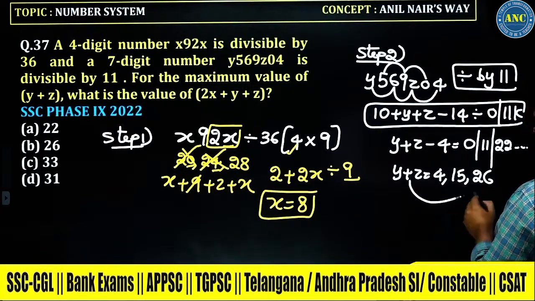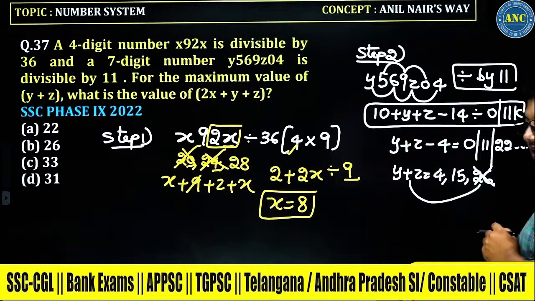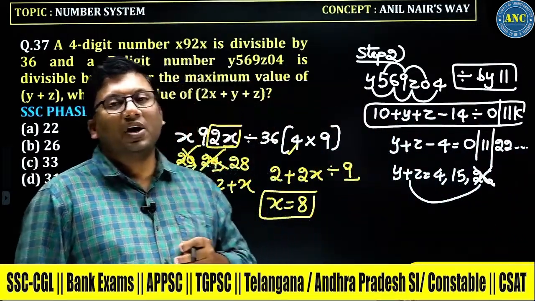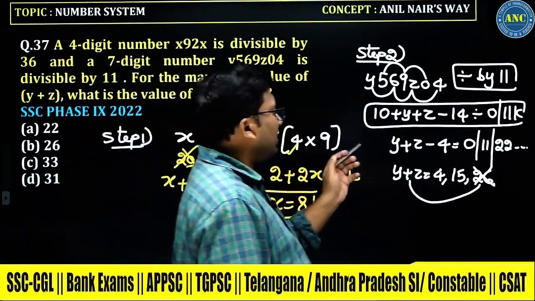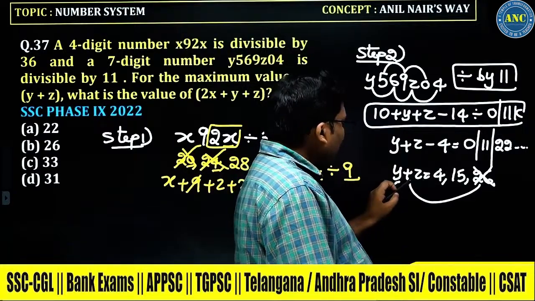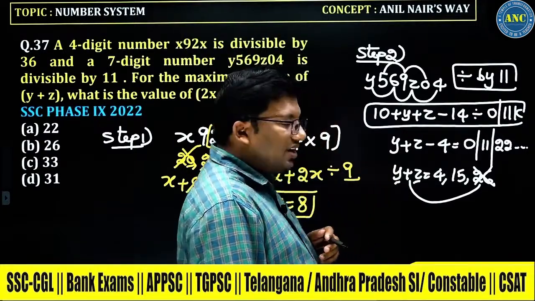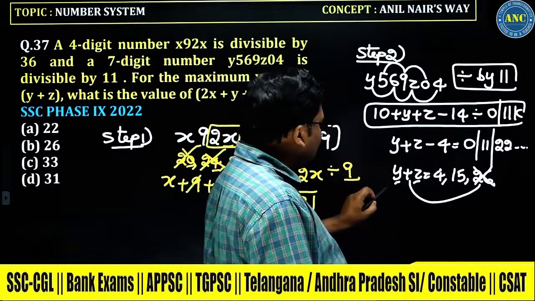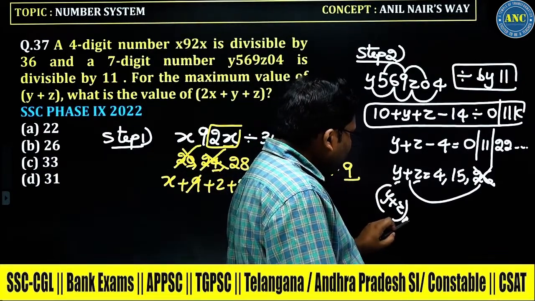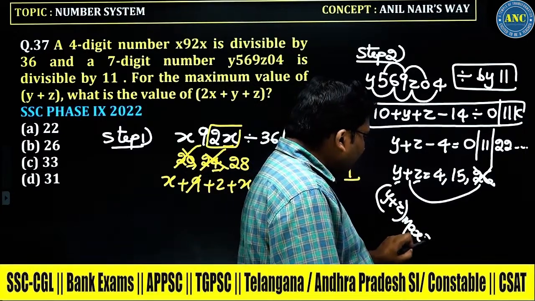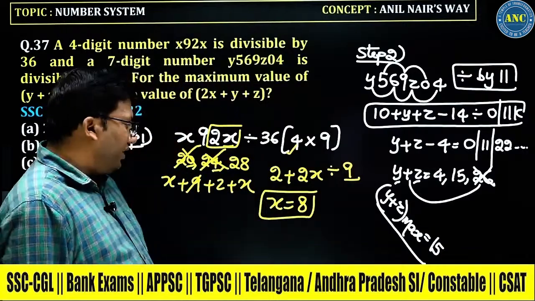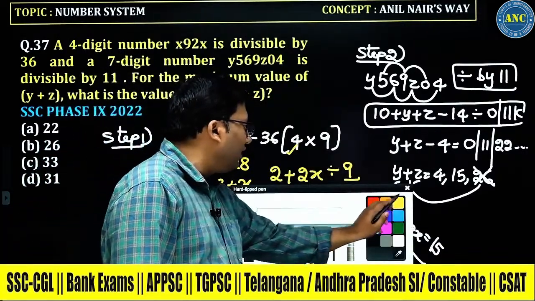Y plus z cannot take 26. Why, sir? Because y and z are digits, and a digit value can be from 0 to 9 only. So y plus z, 4 or 15, 26 is not possible. The maximum sum of two digits is 18. Out of 4 and 15, the maximum value is 15. So y plus z maximum value is 15.